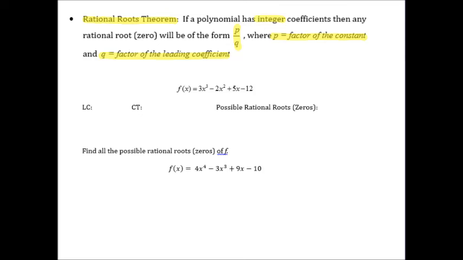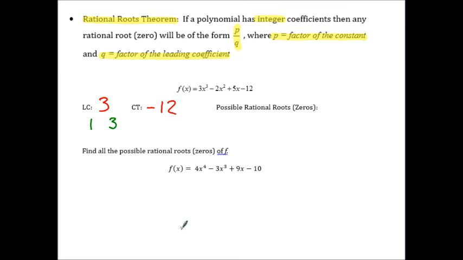Let's jump right into our example. f of x is equal to 3x cubed minus 2x squared plus 5x minus 12. The leading coefficient of this polynomial function is 3, and the constant is negative 12. And now we're going to look for the factors of the leading coefficient and the factors of the constant. The leading coefficient of 3 has two factors, and those are the numbers 1 and 3.